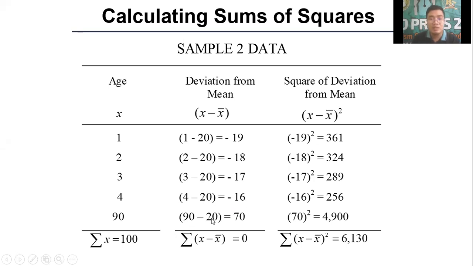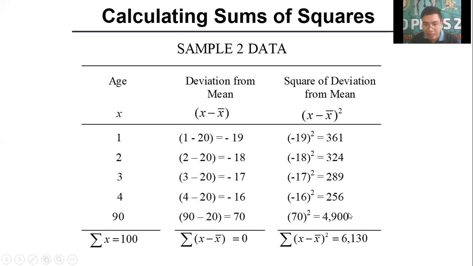90 minus 20 is equal to positive 70. Take note that all of the numbers here are negative and only 70 is positive. So what you need to do is raise each answer here to the second power. So negative 19 raised to the second power is 361. Negative 18 raised to the second power is 324. Negative 17 raised to the second power is 289. Negative 16 raised to the second power is 256. 70 raised to the second power is 4,900.